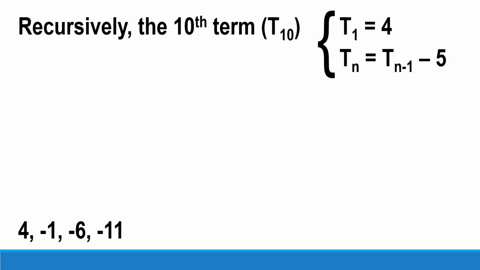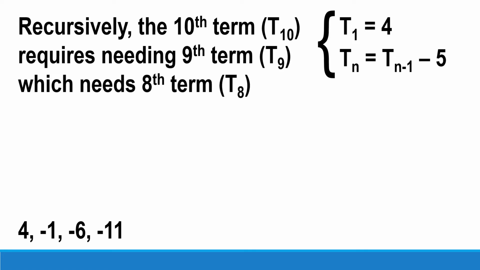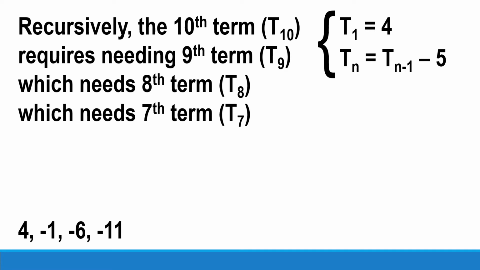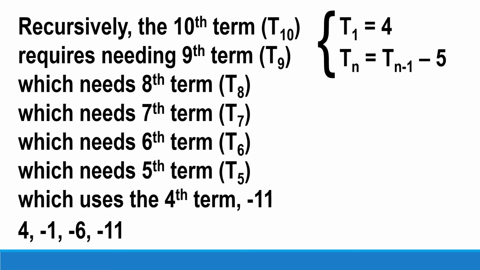So, what would happen if you wanted to come up with the 10th term? Well, to come up with the 10th term, you would need the 9th term, which would require you to have the 8th term, which would require you to have the 7th term, which of course needs the 6th term, which of course has to have the 5th term, which now would require the 4th term. But that one you have, so you would have negative 11.